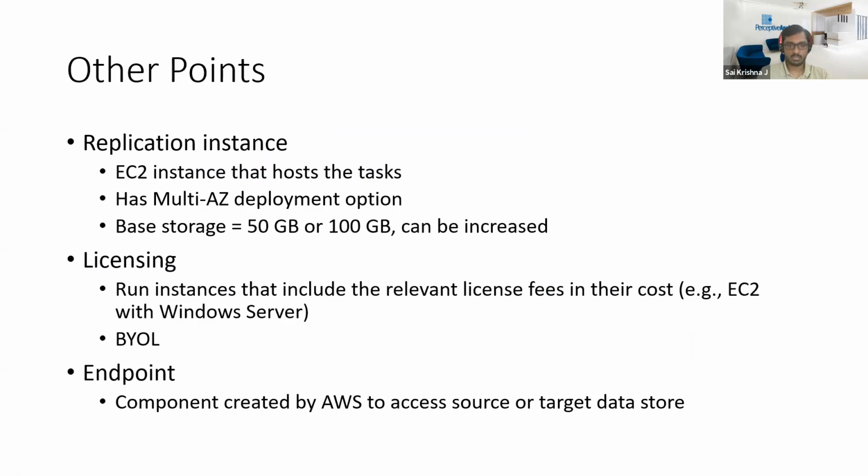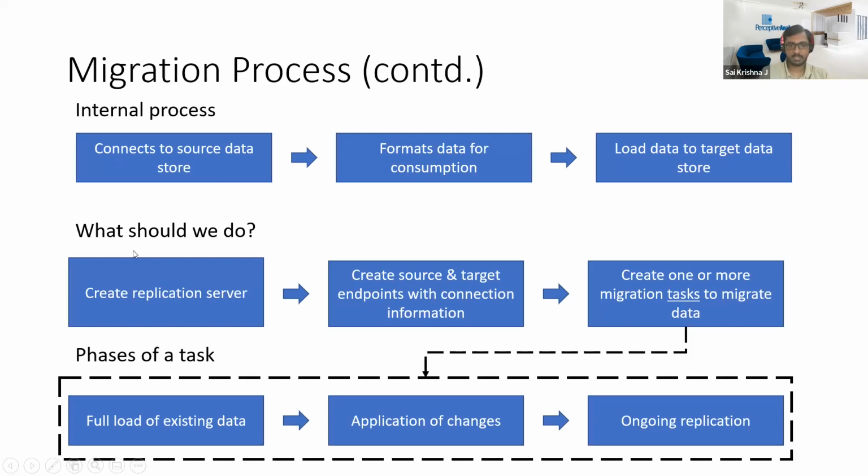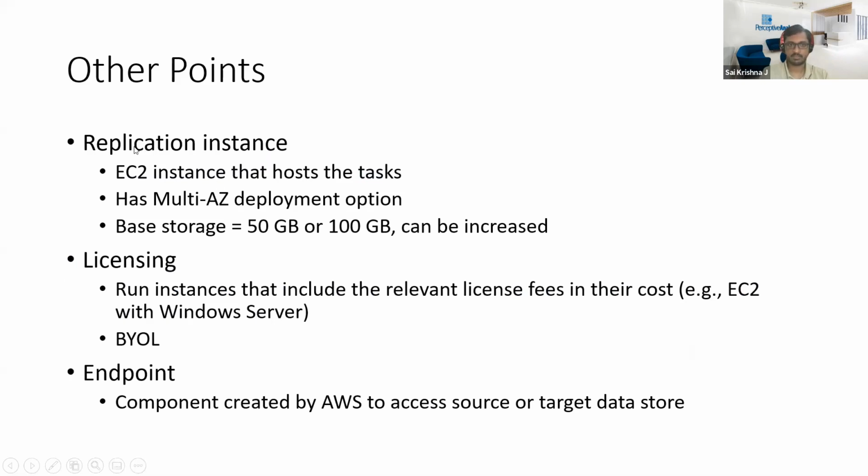Okay. So certain other points here on the DMS. The first step in the migration process is to create the replication server. This replication server is nothing but an EC2 instance that hosts the tasks. EC2, as I told you, is a virtual machine or a virtual server kind of thing, so whatever migration task you create is hosted on this EC2 instance. And it has a multi availability zone deployment option. The base storage is either 50 GB or 100 GB, but it can be increased. So these are options that the DMS platform gives you.